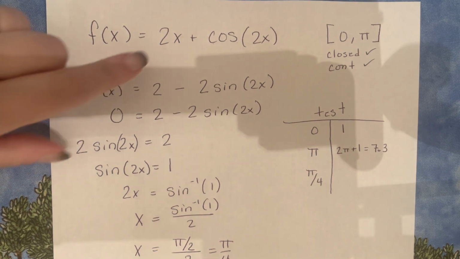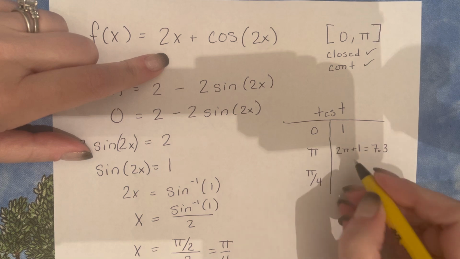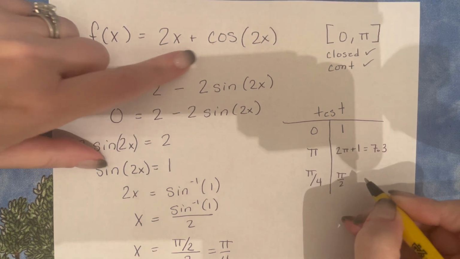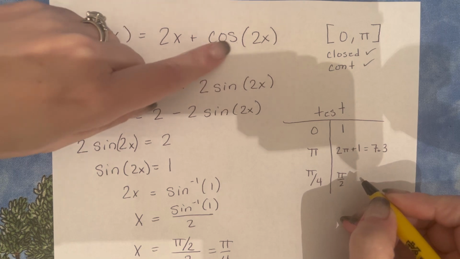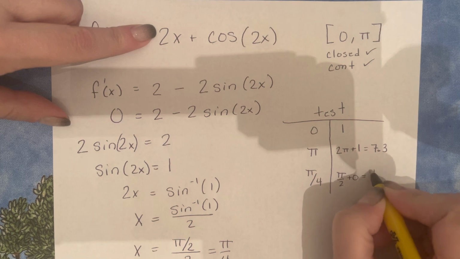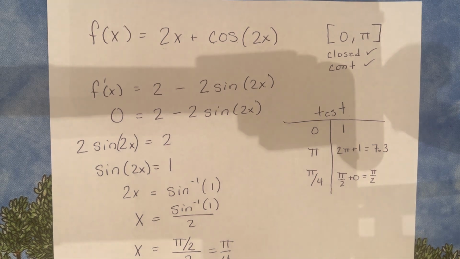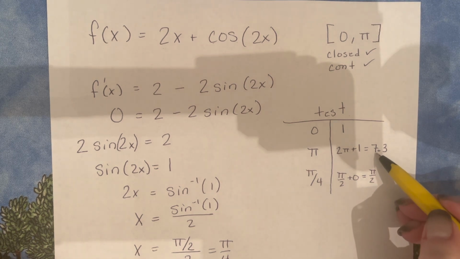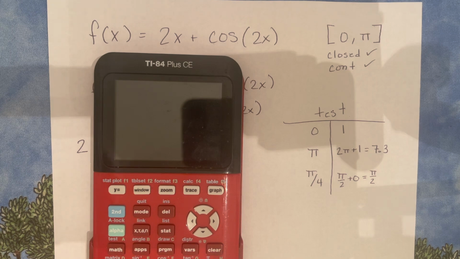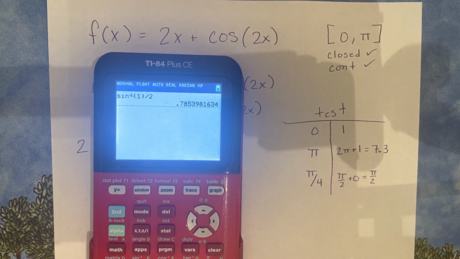And then I've got to do pi over 4. So 2 times pi over 4 is going to be pi over 2. And then if I come over here, cosine at pi over 2 is 0, so that's plus 0, so that's just pi over 2. So that's about half of 3.14. I already know that's not going to be bigger than 7.3. It's going to be like, I don't know, 1.5 something.